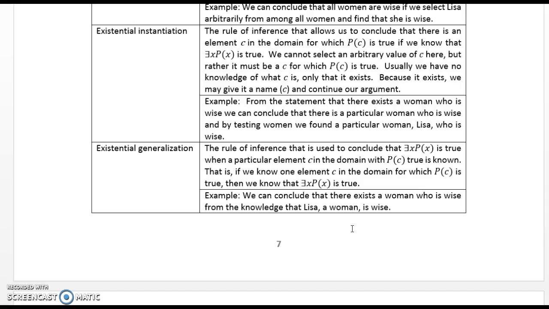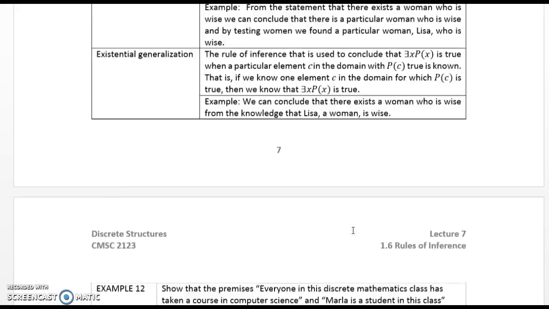That is, if we know one element c in the domain for which P of c is true, then we know that there exists x such that P of x is true. Example: we conclude that there exists a woman who is wise from the knowledge that Lisa, a woman, is wise.